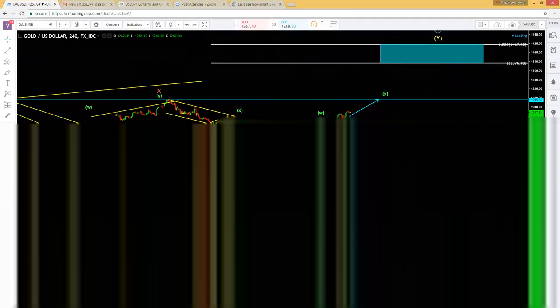Or complete this zigzag. But if it does get around these areas, I am going to make so much money. You're going to make so much money. So do not miss this trade. Do not miss this trade. So much money to be made there.